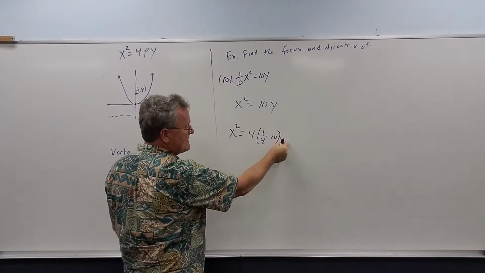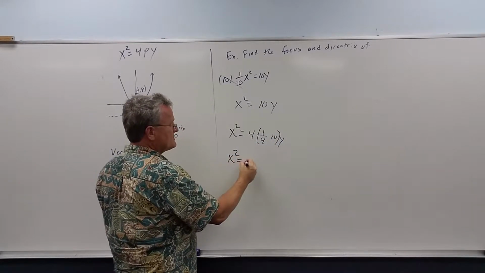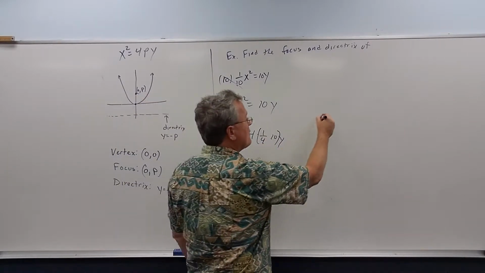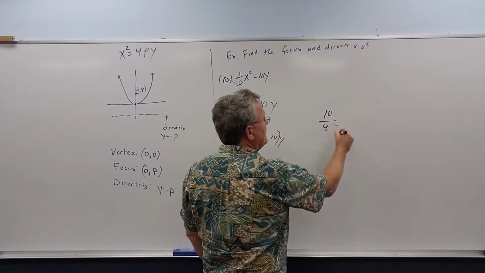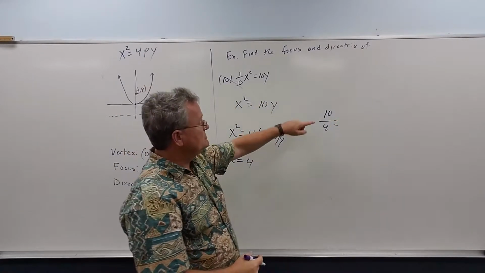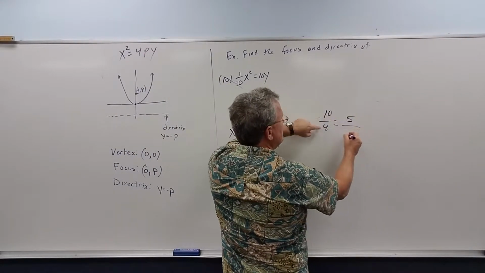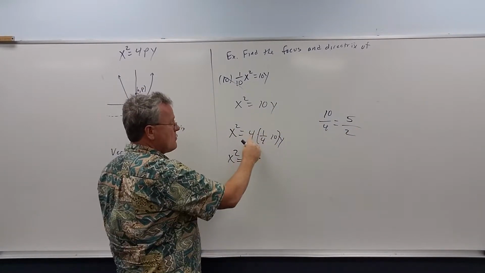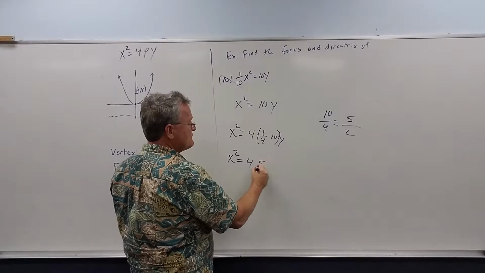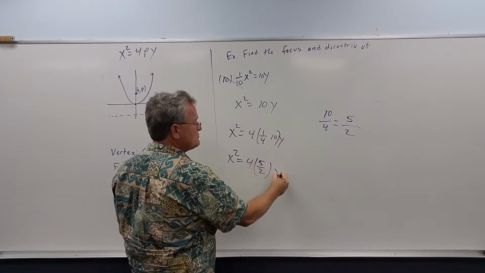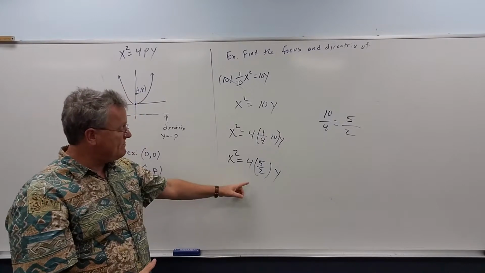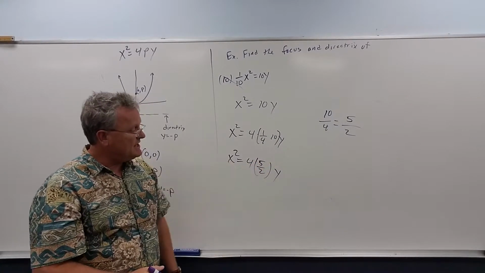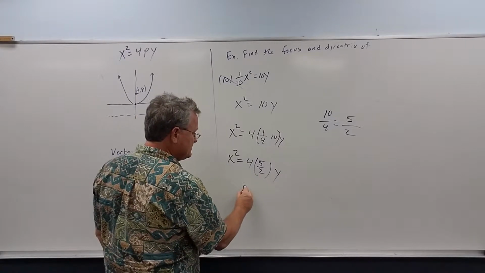Now it's of the form x squared equals 4 times p times y. So we get x squared equals 4 times, when we multiply this, we get 10 over 4. And that reduces: 2 goes into 10, 5. 2 goes into 4 twice, so that reduces to 5 over 2. So we get 4 times 5 over 2 times y. Now we know what p is. This is x squared equals 4py. p is 5 over 2. So let me just write that down.